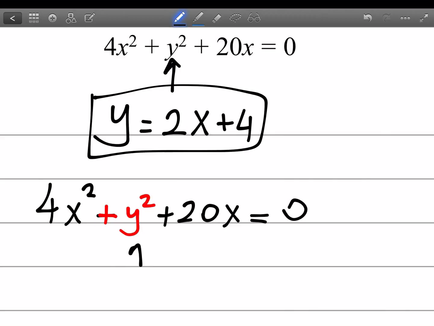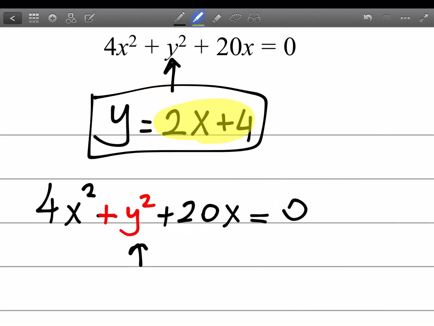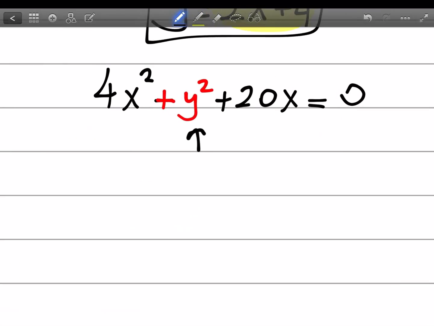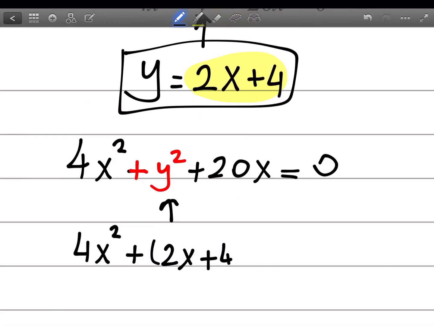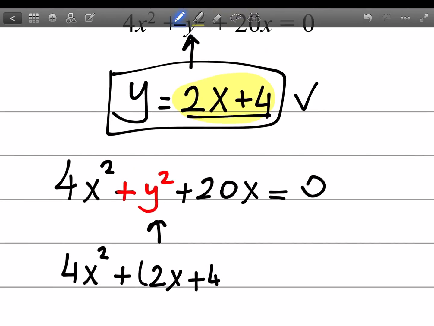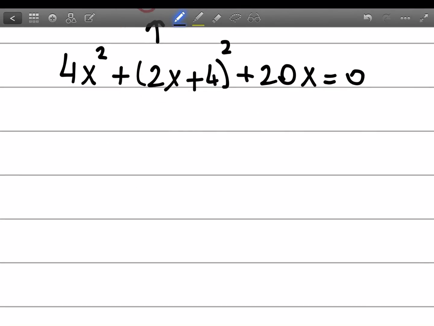What about y? y is obviously clear here. 2x plus 4. We have to write this: 4x squared plus (2x plus 4). Let's check it again. (2x plus 4) squared plus 20x is equal to 0. Let's do some calculation.